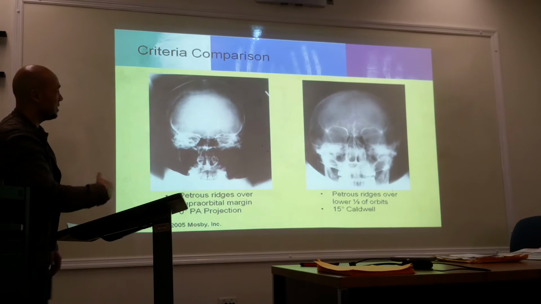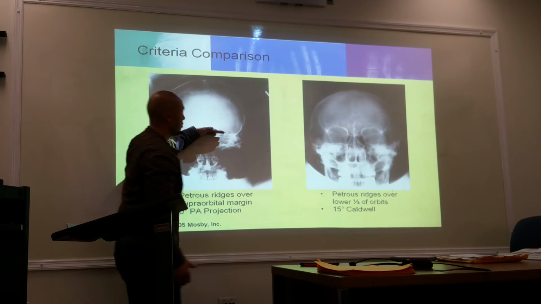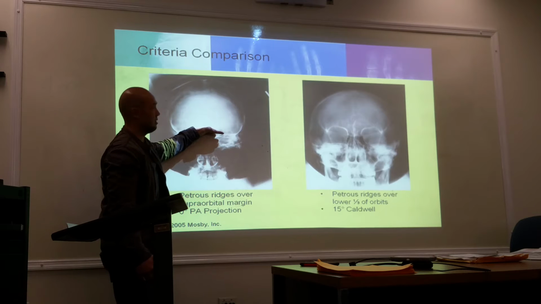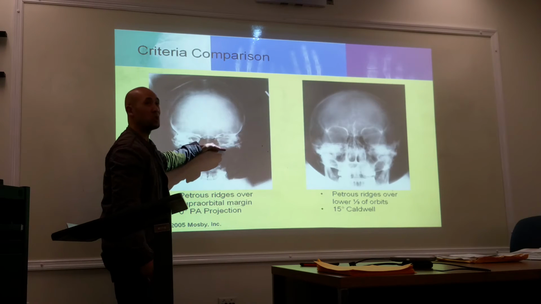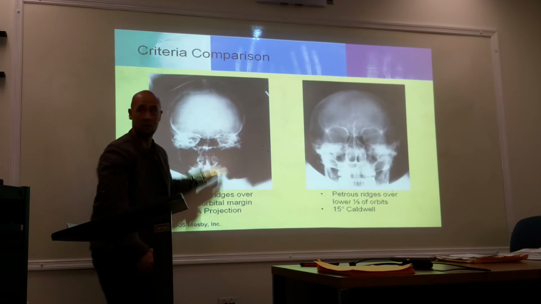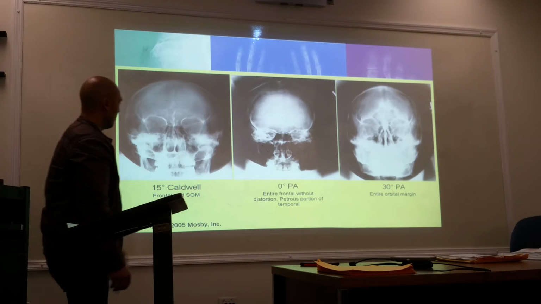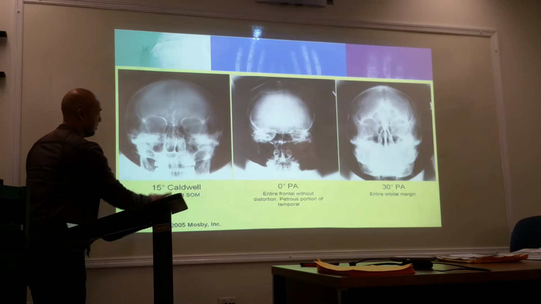Now, do you see what's happening here? Because here's 0, and 15, what's happening when I'm angling down? What's happening to the ridges? Pushing them downward. They're going down. So what do you think is going to happen with 30 degrees? They go down more. It's even going to be further below the orbits. So here is a properly positioned PA 15.